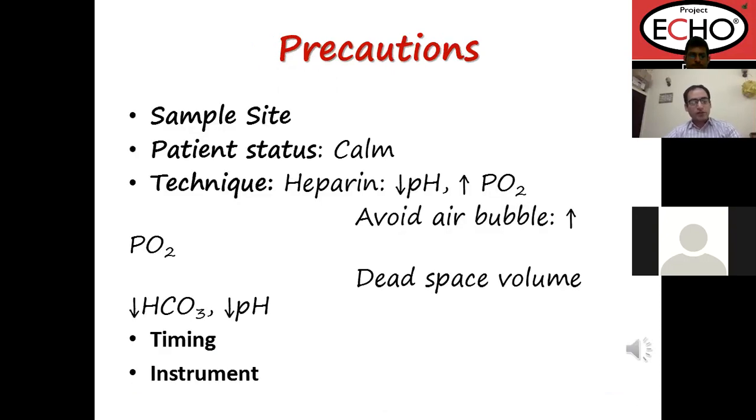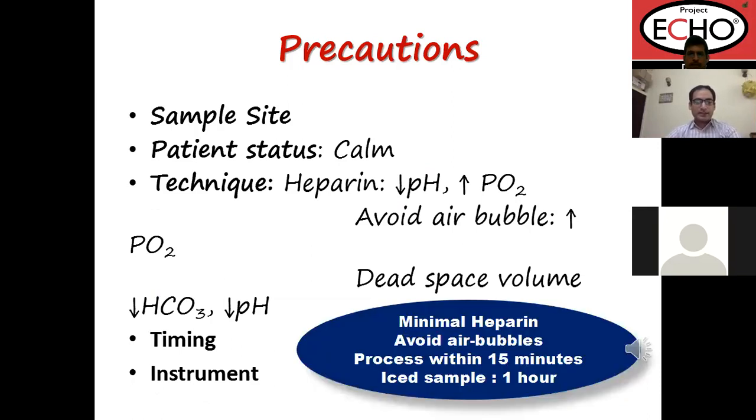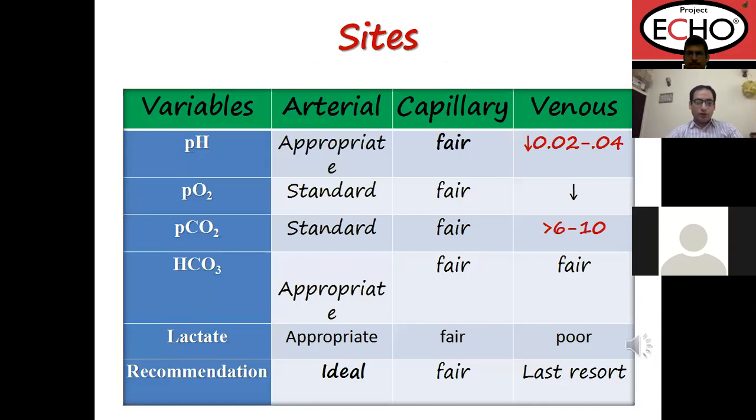Now, there are certain precautions before doing a blood gas: before sampling, during sampling, and after sampling. Next slide. Before doing the sampling, you need to choose the site. After doing all aseptic precautions and the Allen's test, if you're doing a radial artery puncture, you need to carefully select the site. The common sites available to us are an arterial sample, a capillary sample, or a venous sample. We all know that arterial puncture is the best.